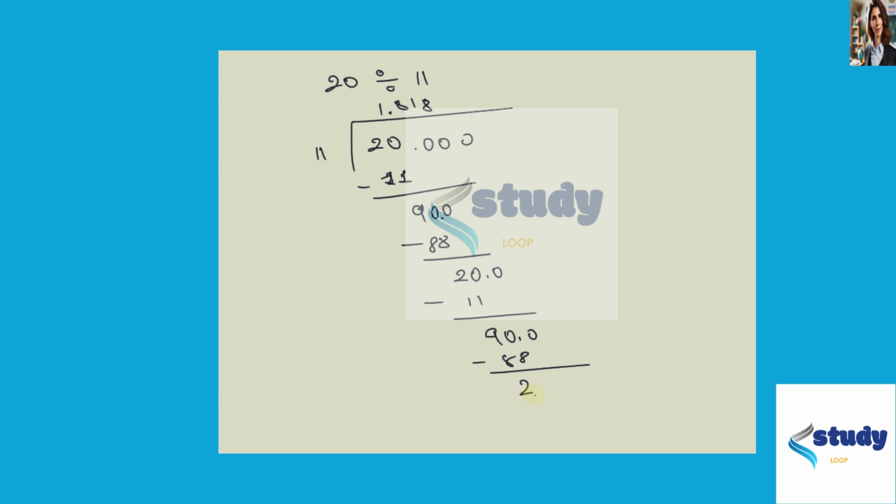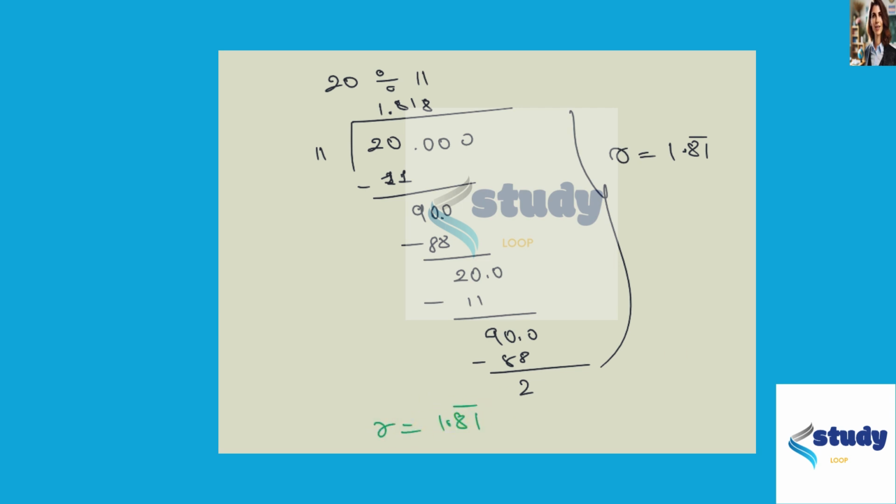Again putting the 0 we can bring it down. So here in our case from this step we can observe that the quotient is 1.81 bar, because 81 is repeating continuously. So here in our case using the division algorithm we know that the answer will be 1.81 bar.